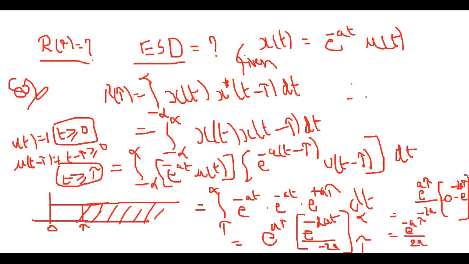Therefore, R of tau, the autocorrelation function R of tau for the given signal e power minus at mu of t, is e power minus a tau by 2a. Got it, my students? Now another one. The first one we found was the autocorrelation function, and for the second one you have to find the energy spectral density.